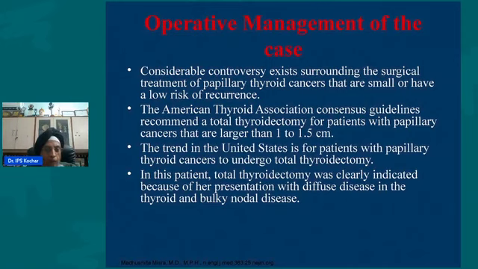Now in this patient, you need to do a total thyroidectomy because it's a diffuse disease we found, and microcalcification is present all over the thyroid tissue, and there were a lot of nodal lymph nodes. See, I told you a lot of lymph nodes were there.